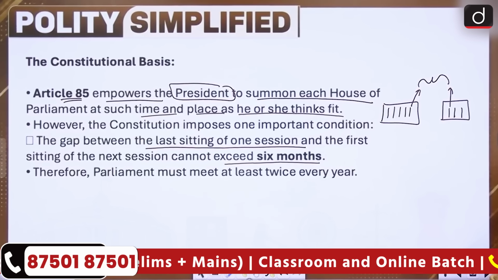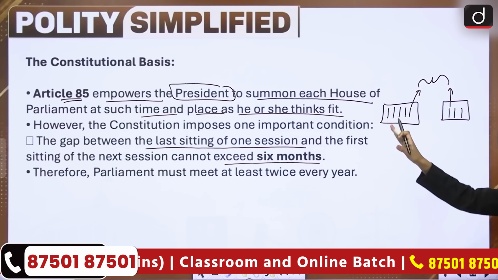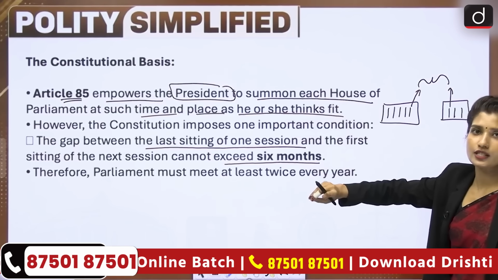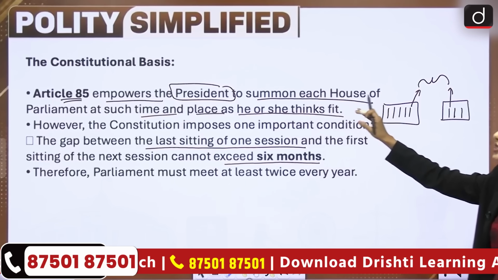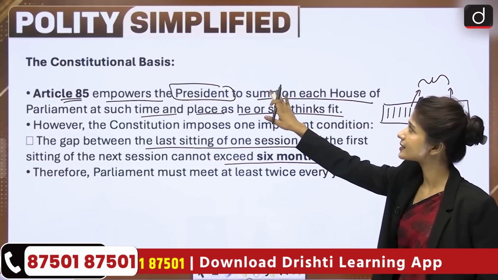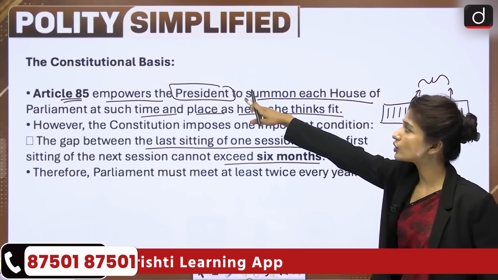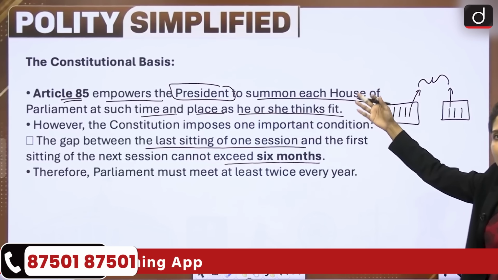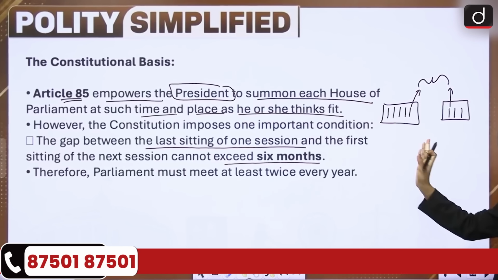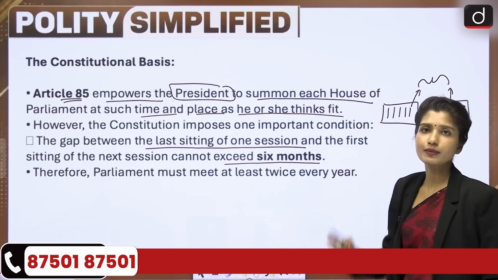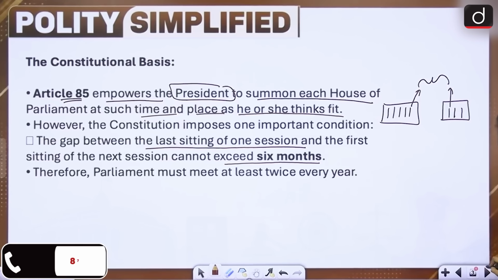But the convention is different. Convention is, in practice, the President summons the Parliament on the aid and advice of Council of Ministers. So basically, even though the Constitution says that the President can summon each house of the Parliament at such time and place as he or she thinks fit, in practice, in convention, the government decides the dates of the session and Parliament generally meets 3 times in a year, as I told you.